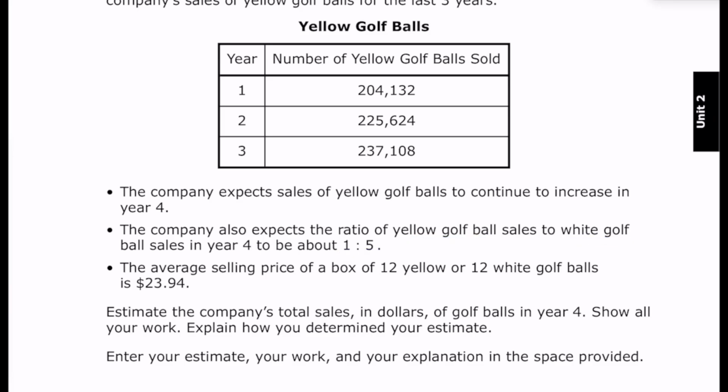The third thing they tell us is the average or the mean selling price of a box of 12 yellow or 12 white is going to be $23.94. So it's the average price of them. Looks like the price isn't different for either box of 12, so that should make things a little bit easier for us. They say to estimate, so we're not going to be using exact numbers. We're just going to do some approximations of the company's total sales in dollars of the golf balls. I guess it's total golf balls in year 4. Show all your work. Also explain how you determined your estimate.